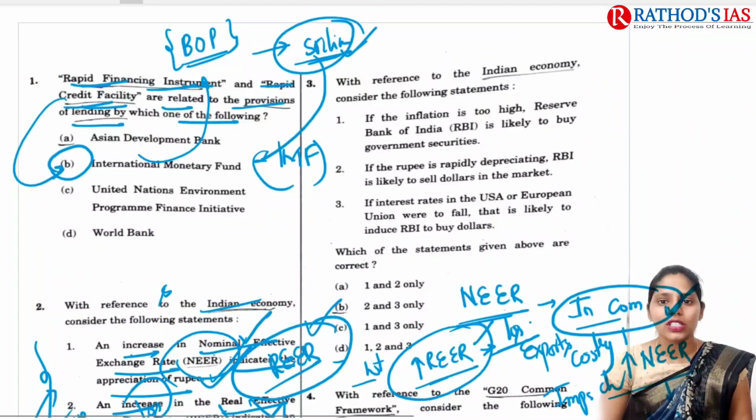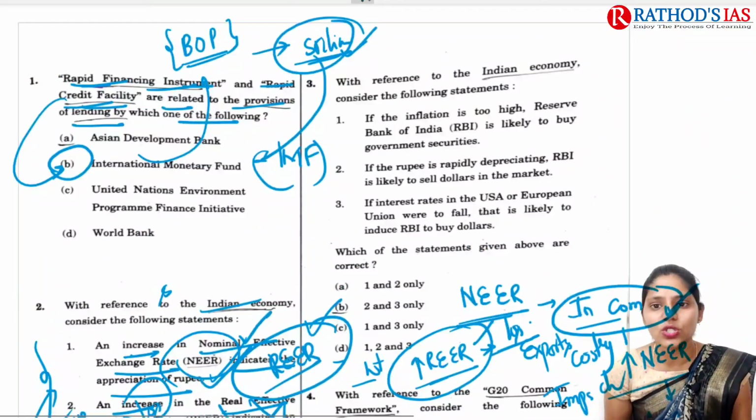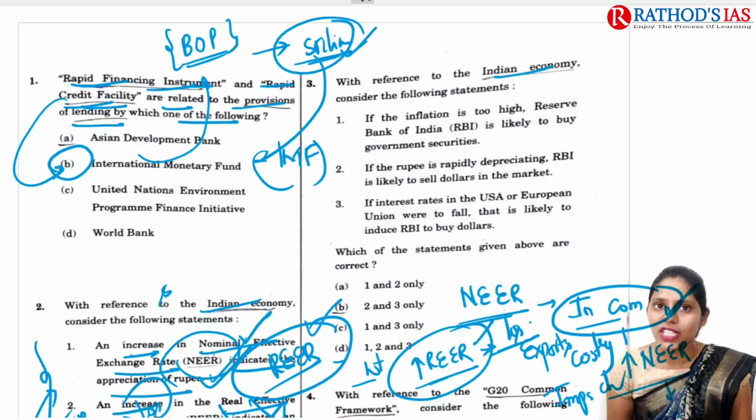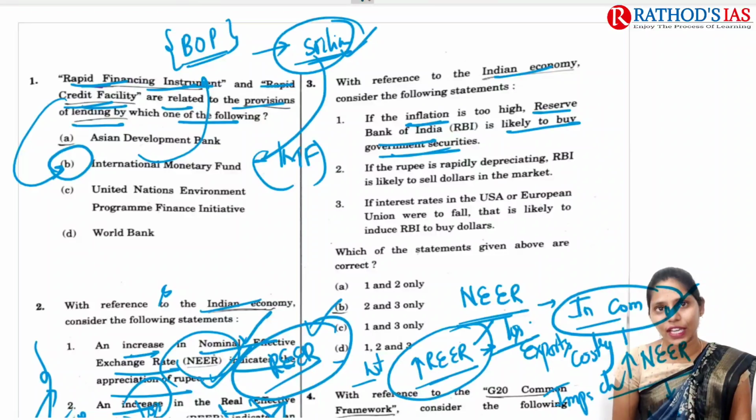Now let us see the third question. With reference to the Indian economy, consider the following statements. The first one is: if inflation is too high, the Reserve Bank of India is likely to buy government securities.